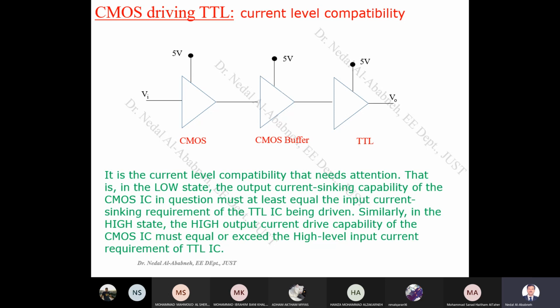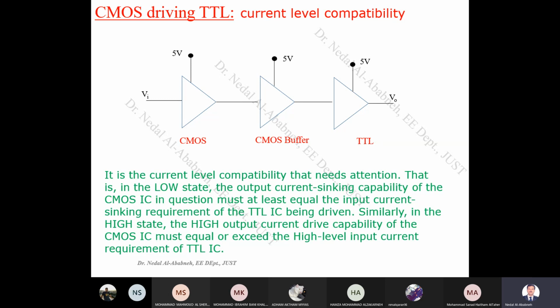لاحظ عندك الـ input current requirement بالنسبة للـ TTL they are different. لاحظ عندنا إذا كان عندك الـ CMOS بحالة الـ high output current وبحالة low, we have to look for the high output current and low output current. لاحظ in the lower state the output current sinking capability of the CMOS in question must be at least the input current sinking requirement of the TTL being driven. لاحظ وبالتالي احنا انتم شفتوا انه بالنسبة للكرنت ليفل they are different.